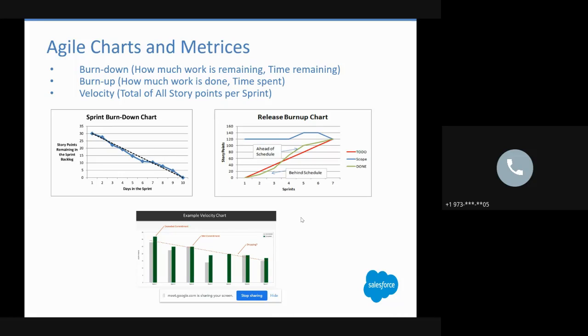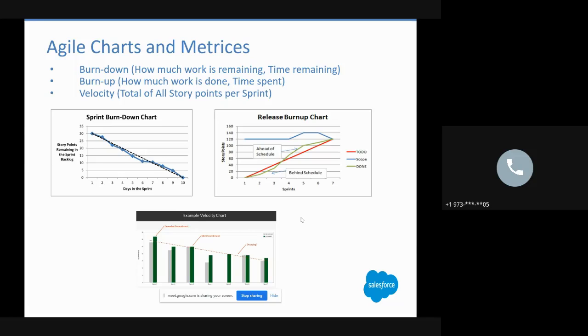Burn up shows how much work is done and the time spent. This particular block tells you about the release, where they have different sprints, 1, 2, 3, 4, 5. But the same concept applies for the sprint also. We can draw the sprint burn up chart based on the story points versus the 2 week schedule, and it will tell us if anything is ahead of schedule, behind, or if we are going to meet the target. That really helps when tracking on a daily basis, so that if somebody wants to do an adjustment, they can do that.